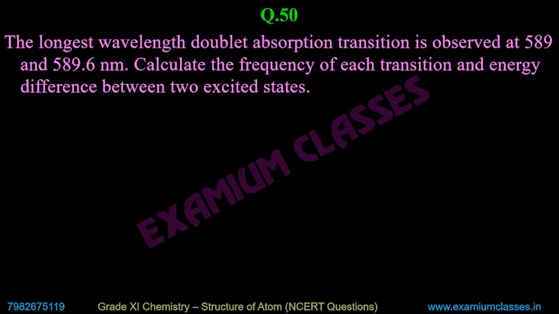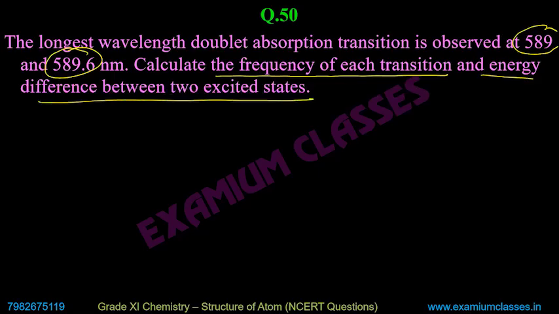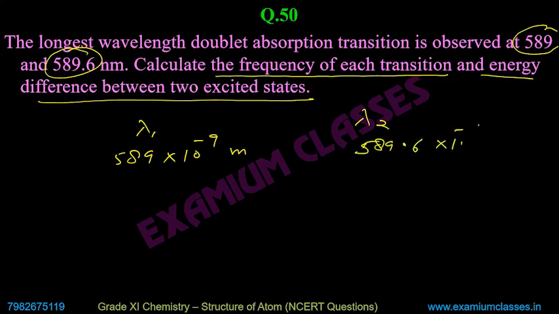Next, the longest wavelength doublet absorption transition is observed at two wavelengths, 589 and 589.6 nanometer. Calculate the frequency of each transition and energy difference between two excited states. Again, very easy question. Lambda 1, lambda 2 are given. Lambda 1 is given 589 into 10 to the power minus 9 meters. Lambda 2 is given 589.6 into 10 to the power minus 9 meters.